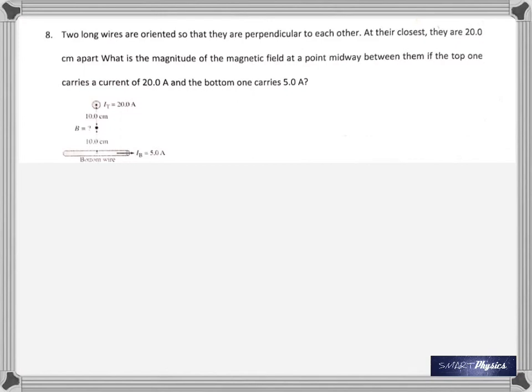Now look at the situation. That's a conductor carrying a current towards you, because it's a point. The current is coming towards you. This is another conductor carrying a current towards the right. And as you can see, the conductors are kept at right angles. We are asked to find the magnetic field here. So first you have to use the right hand rule and try to find the direction of the magnetic field due to both currents. Let's do that.